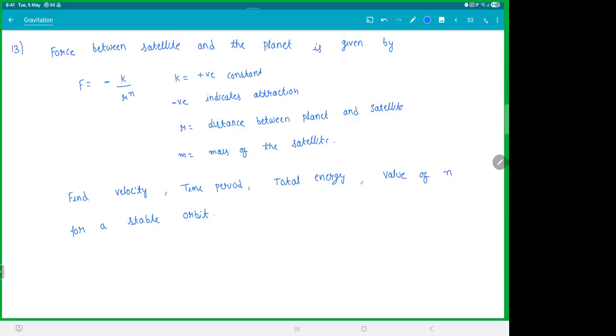Let's see how we will do this. The first two parts are easy; you should be able to handle them. The velocity and the time period, those two are really good mains level questions. The total energy and value of n, you have to put in a little work.